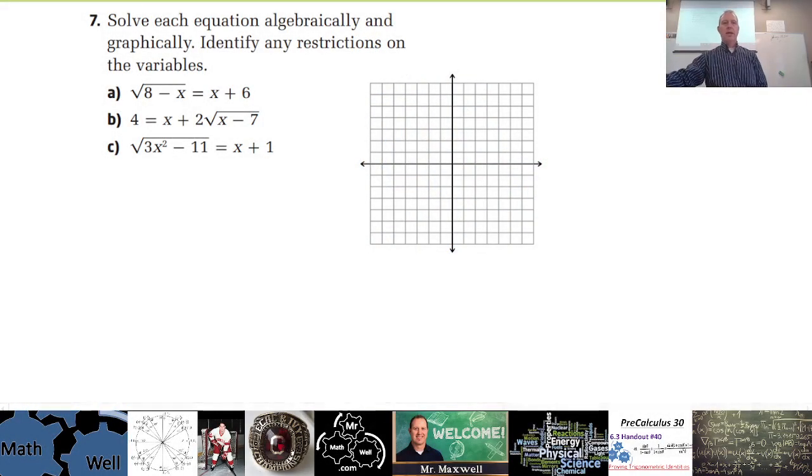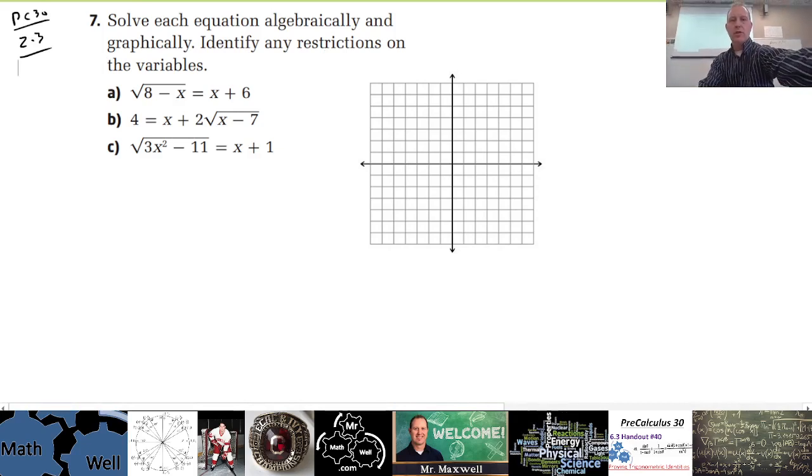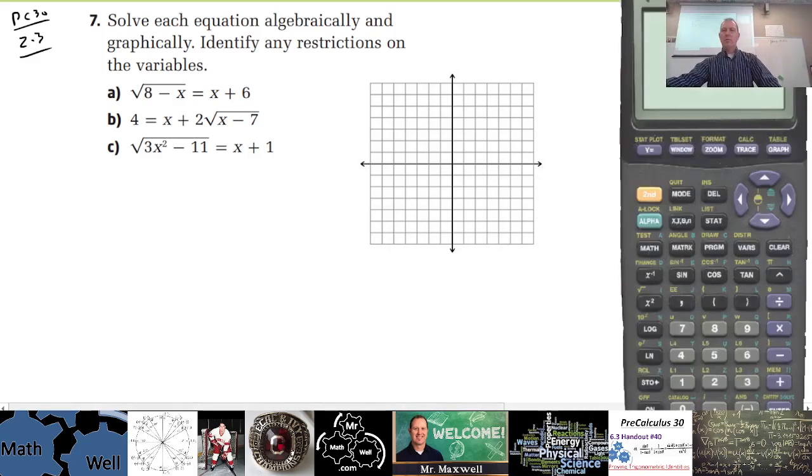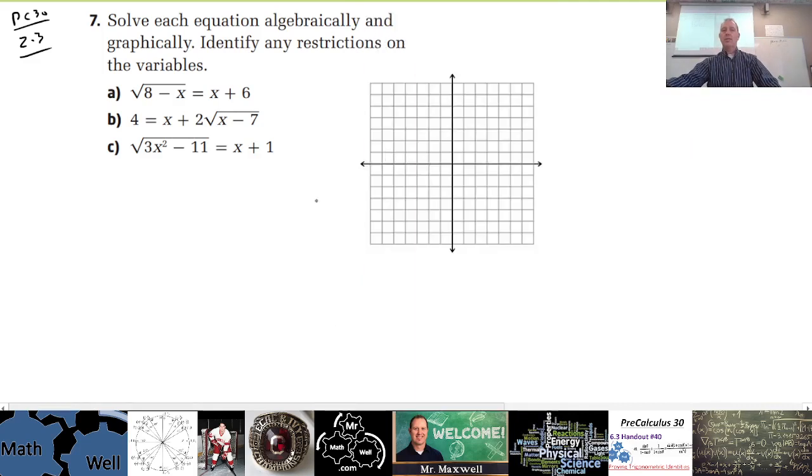Okay, 7C guys, here's PC30, 2.3, 7C. Solve each equation algebraically and graphically. Identify any restrictions on the variable. I've done A, I have a video for A already, so you can look that up if you need to. But for C, you also should be comfortable with the graphing calculator to solve graphically. I'll go through that as well.